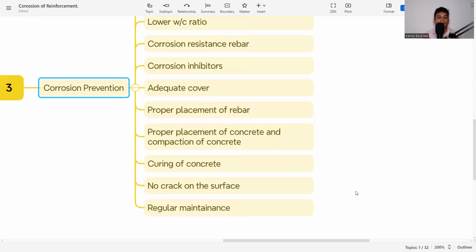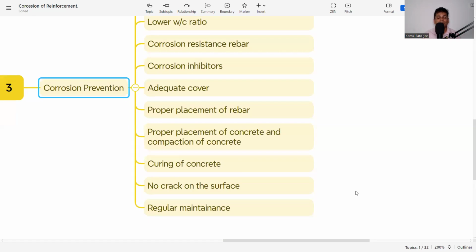Then curing of concrete is very important. If there is no curing, what will happen? The moisture inside the concrete will evaporate through the surface, and when it evaporates, there will be cracks. And this crack will be a weak path or weak zone for water or moisture and chloride and sulfate ions to enter inside the concrete. And if they enter, again corrosion will happen.